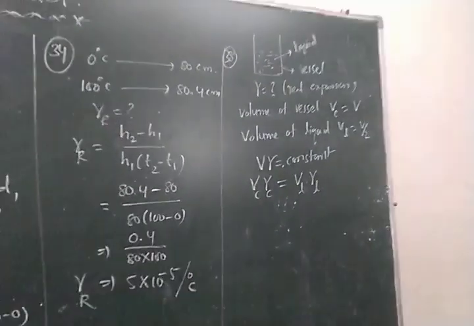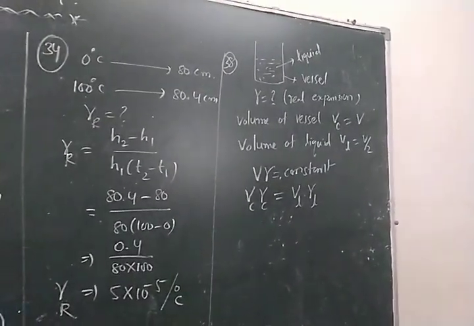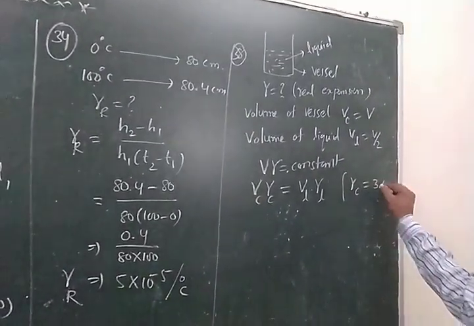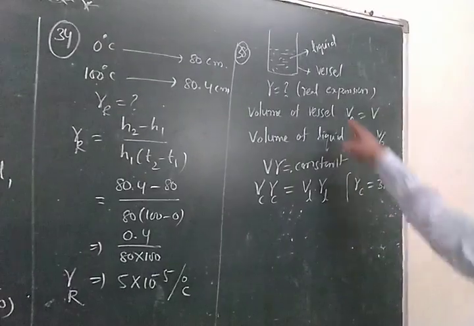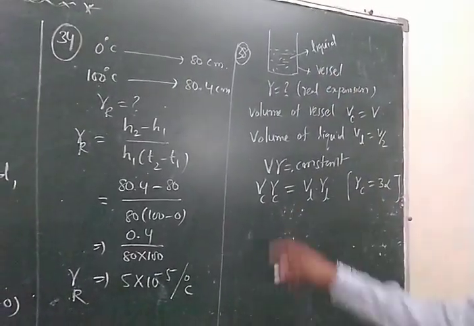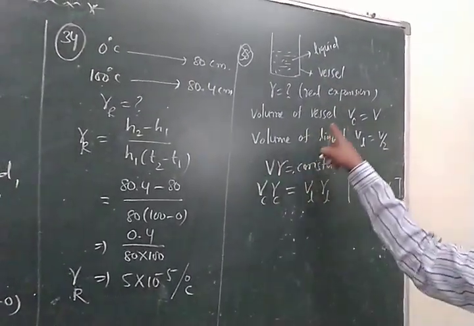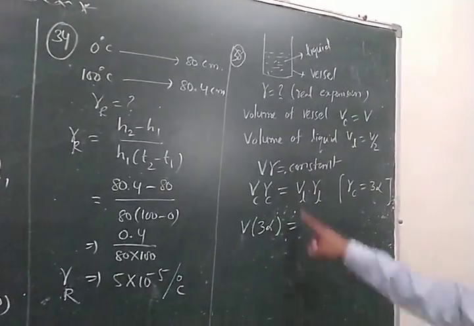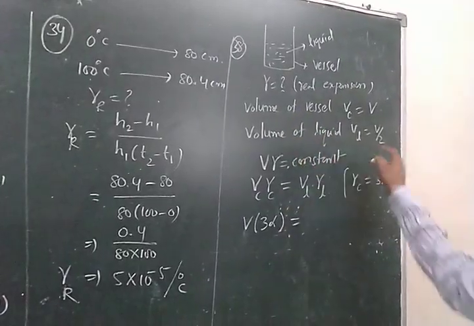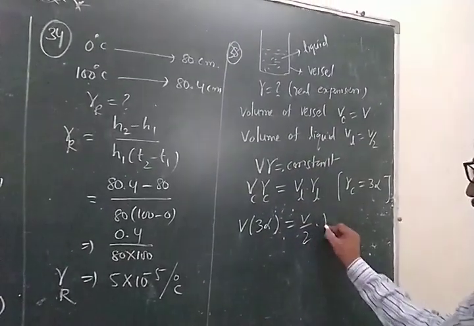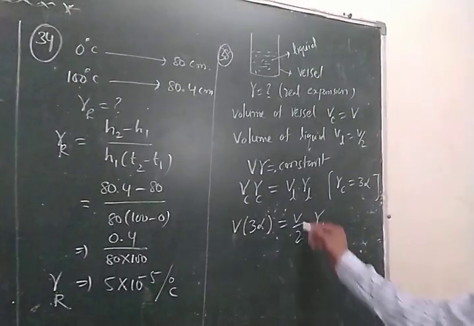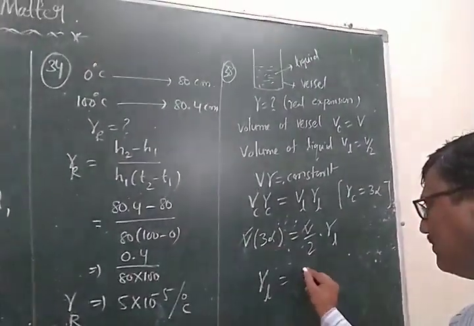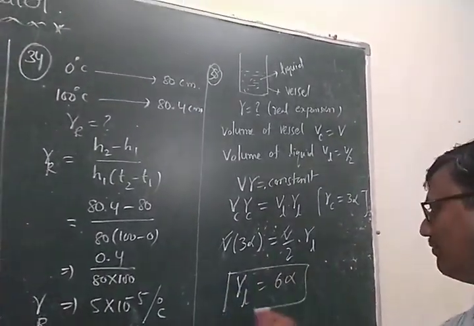Now we can find out the real expansion of the liquid. Here gamma C is equal to 3 alpha. We can write gamma C, for the vessel, is given by V into 3 alpha, which is equal to the volume of liquid. The volume of liquid is V by 2 into gamma of liquid. Here the V gets cancelled. Take the cross multiplication. The gamma of liquid is equal to 6 into alpha.